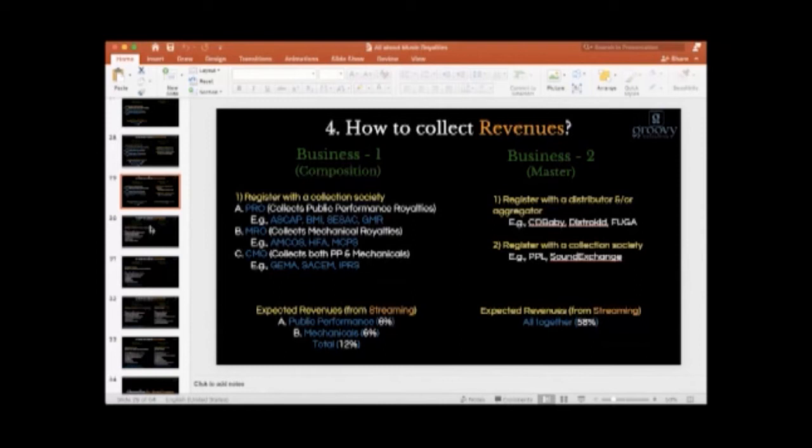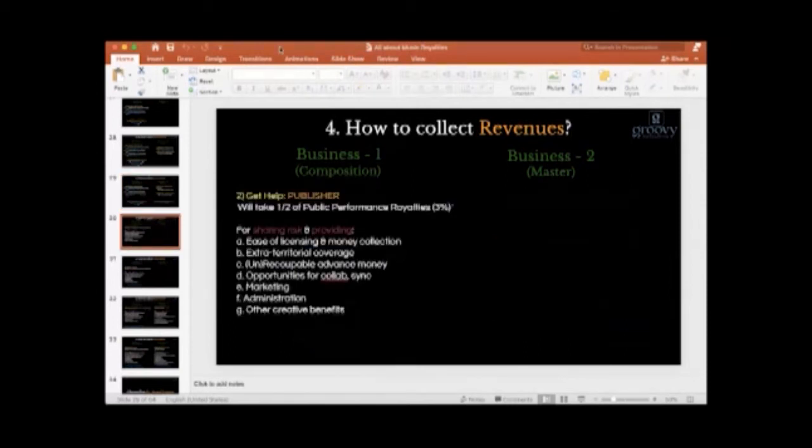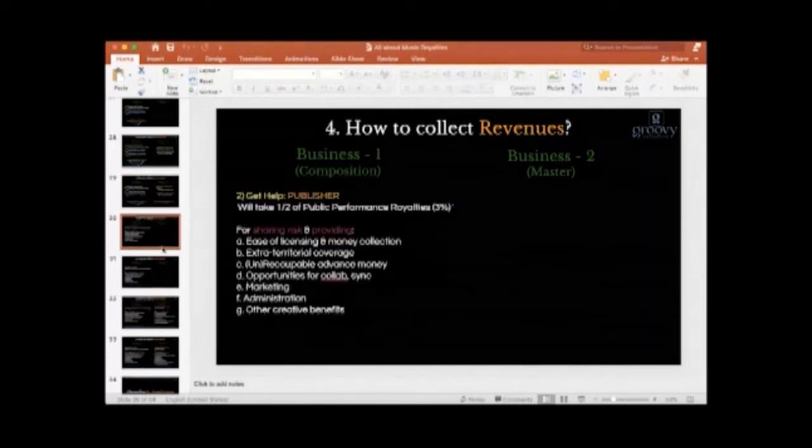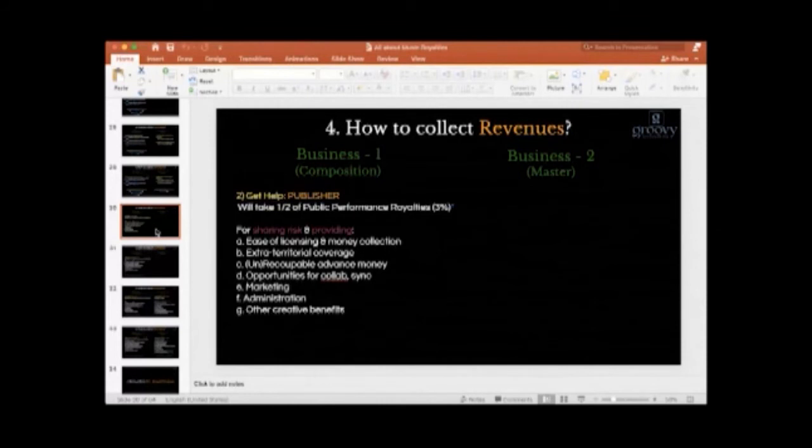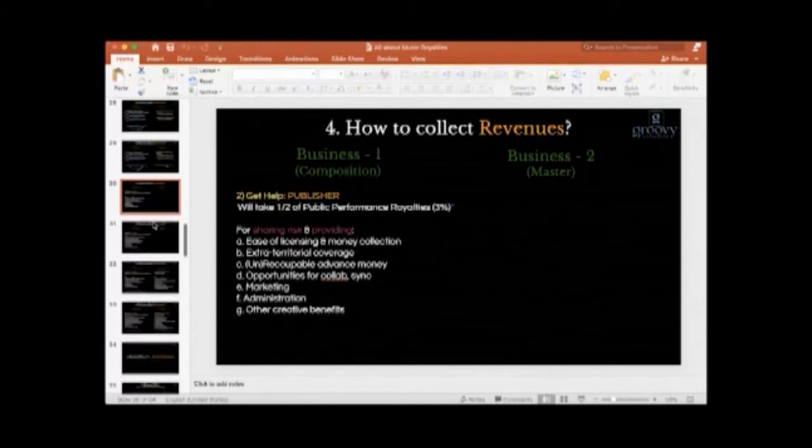Great. Let's get into the other side. What if you decide to get help in business one, which is like a publisher? The publisher will take half of your public performance royalties, which is 3 cents on the dollar. And why? Because it's sharing the risk of a song working or not working. And they're also providing the ease of licensing and money collections. They have connections with all the collection societies.